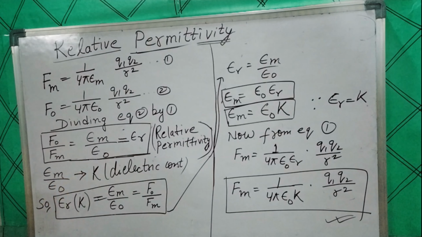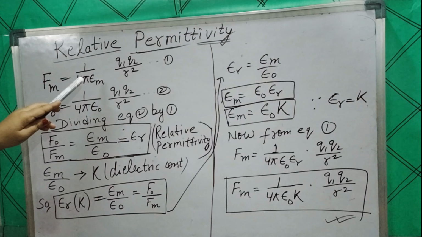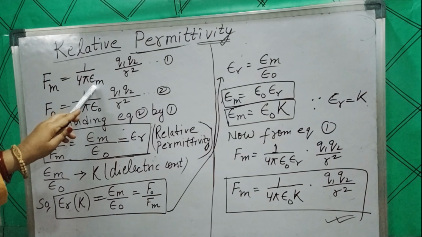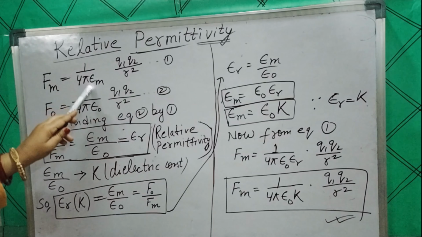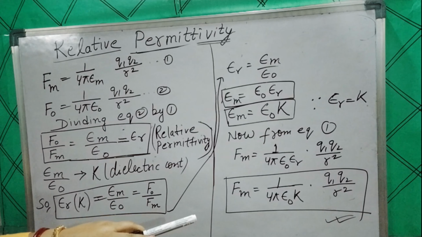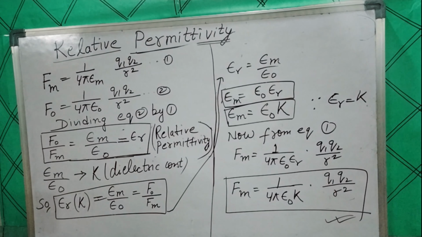This is called the relative permittivity of the medium with respect to the vacuum. It is also known as the dielectric constant and is denoted by K. So very simple: epsilon r, which is K, is equal to epsilon m by epsilon naught, is equal to F naught by Fm. And after a very simple calculation on equation 1, putting epsilon naught epsilon r in place of epsilon m, we get Fm is equal to 1 by 4 pi epsilon naught K, into Q1 Q2 by r square.